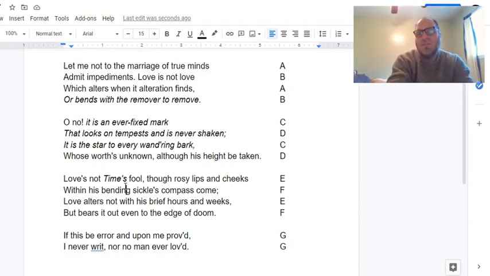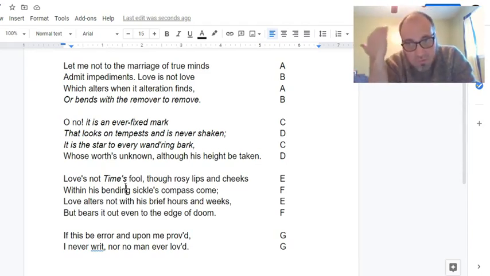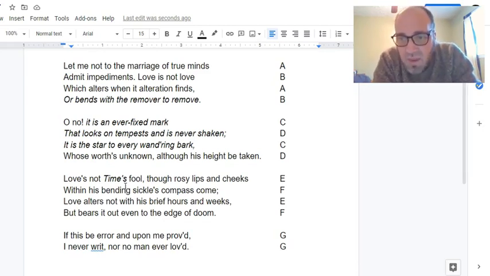He says, you know what? Love doesn't change with time either. People age, you know, their hair turns gray or falls out. They get wrinkled. They put on weight. They lose weight. They get sick. You know, these things happen. But love is not time's fool. Love does not change with time. If it's true love, it's a constant. It's ever fixed. It's going to stay.